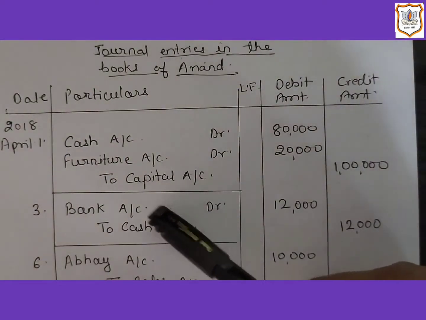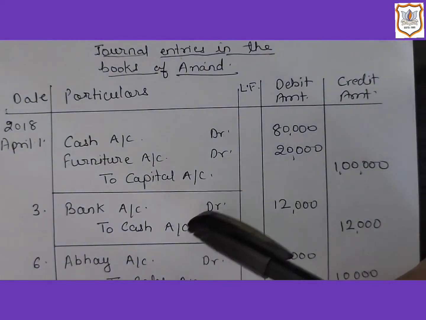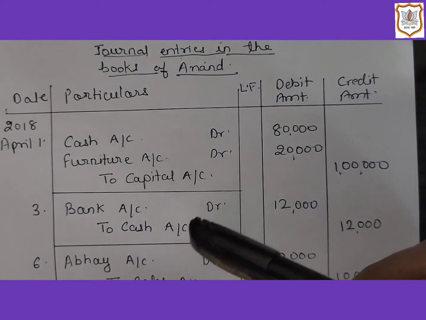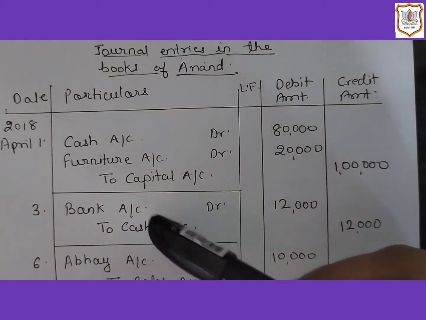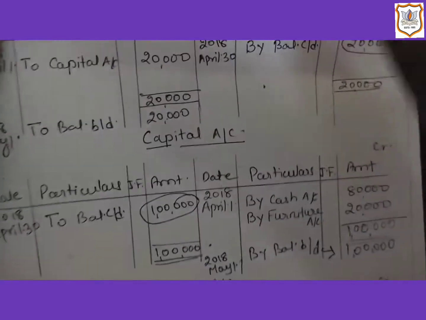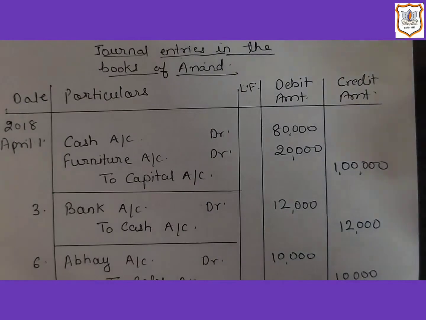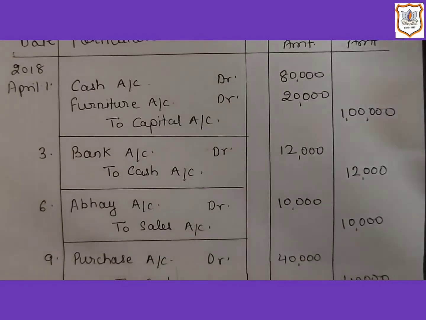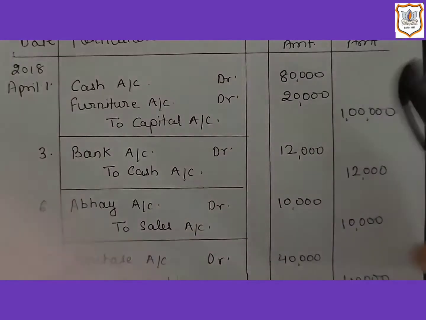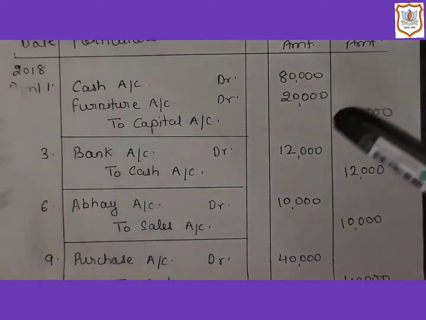Then in the second journal entry, bank account and cash account are affected. As we have already prepared cash account, we will not repeat it. Here on the basis of the second journal entry, we will prepare bank account. So here it is, bank account. Then in the next journal entry, Abhay account and sales account are affected. So here we will prepare Abhay account and sales account.